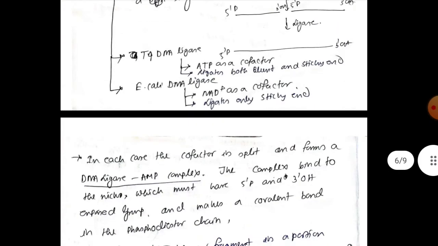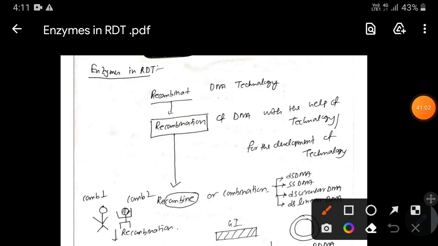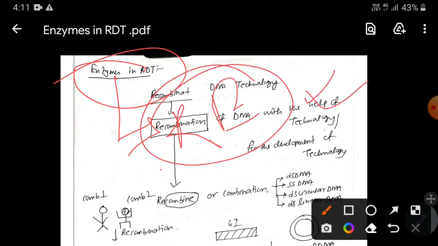Okay, so that is all the enzymes that you need to know in the enzymes in RDT chapter. But remember, here we are not discussing the main hero of recombinant DNA technology, that is the restriction endonuclease. So we are going to discuss restriction endonuclease in detail in another video.